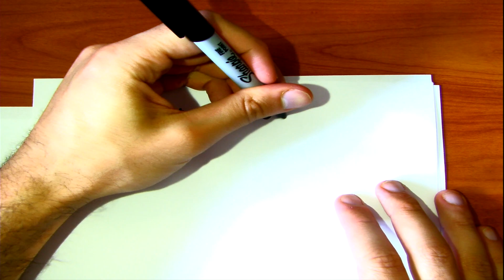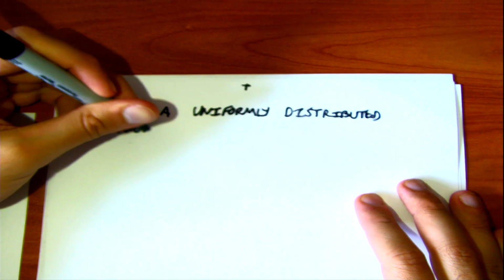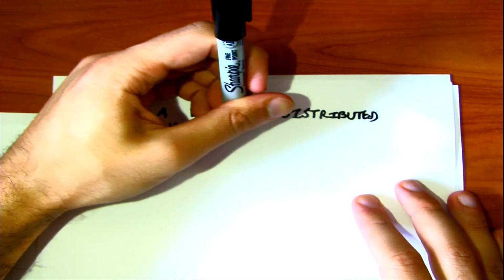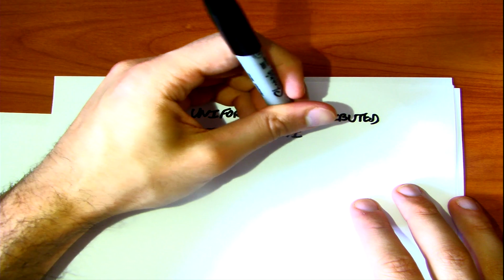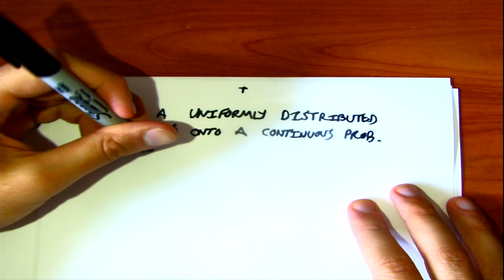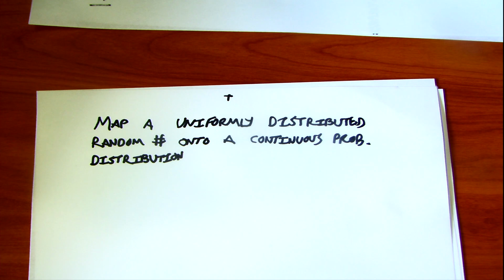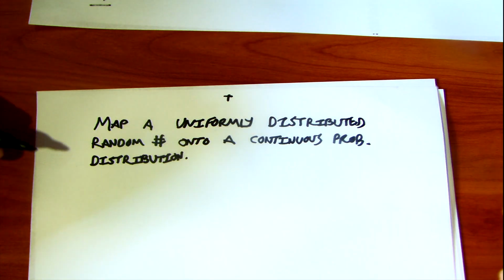So I want to map a uniformly distributed random number onto a continuous probability distribution. This is going to be a little bit weirder than what we just did, because there it kind of makes sense. I have buckets, they're so wide, I can kind of make the buckets go where I want them to be, using that kind of graphical hermeneutic. Here, we don't really have buckets anymore because it's continuous. It's not binned.